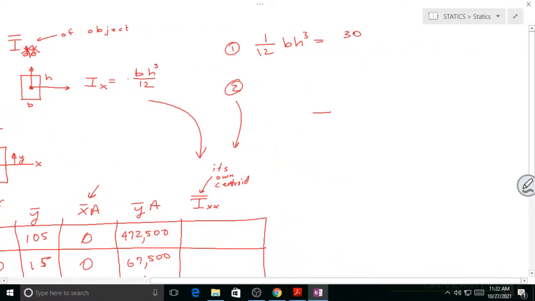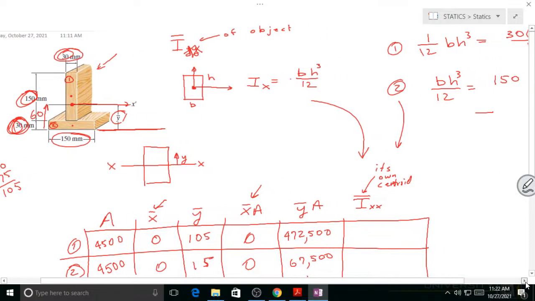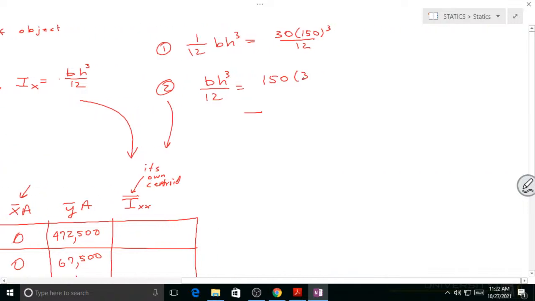So it's 30. Base is 30. Height's 150 cubed over 12. Section 2 is different. The base and the height are swapped. So the base is 150, if you notice. Here's your base, and your height's 30. So I get that over. So your height's 30.